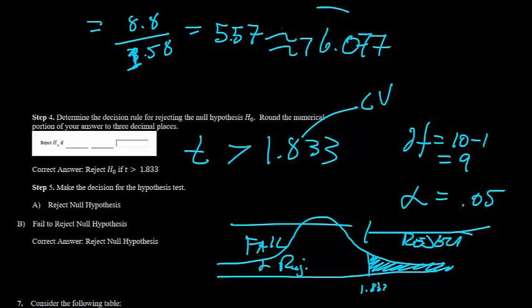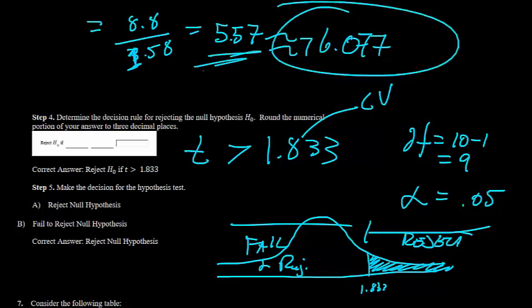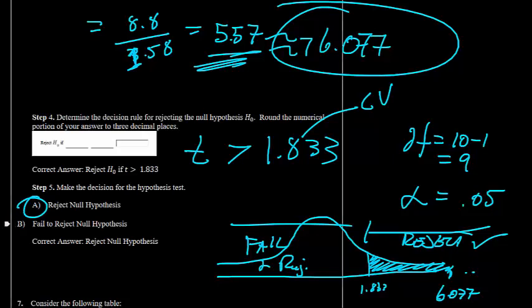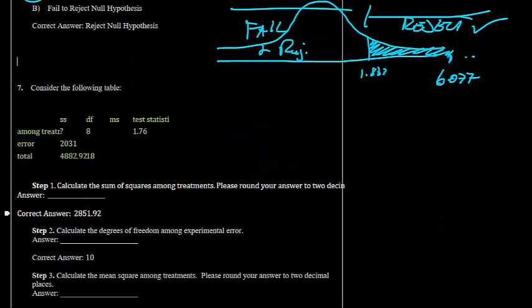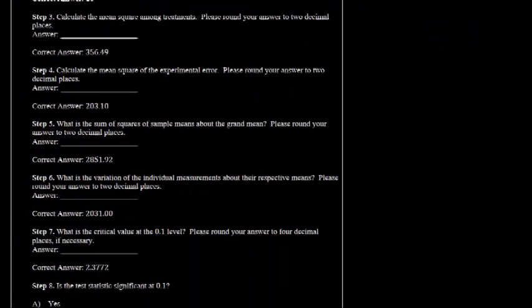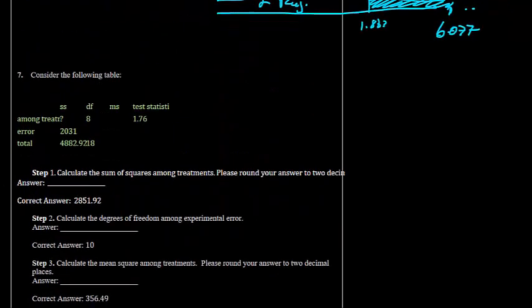Do we have a stat? We do. It is 6.07. We calculated 5.57, but again, I think that's a rounding issue throughout our calculations. It's going to be way over here somewhere, 6.07. So we are going to reject the null hypothesis. Excellent. Finally, number 7. Is that the last one? Yes, that's the last one.